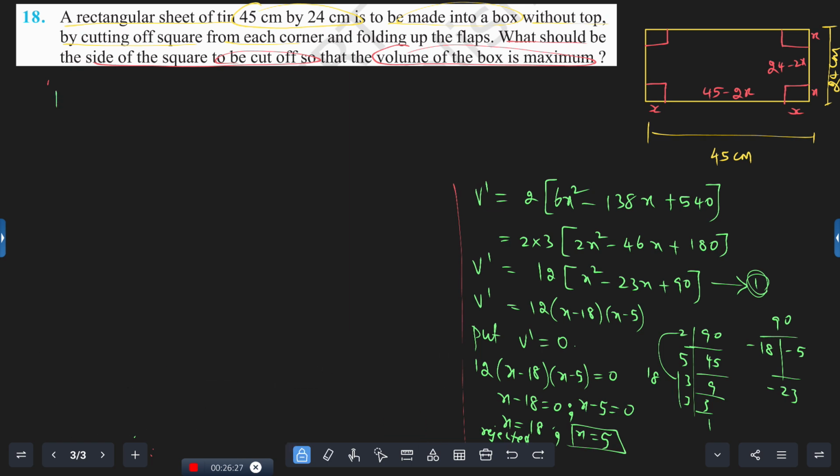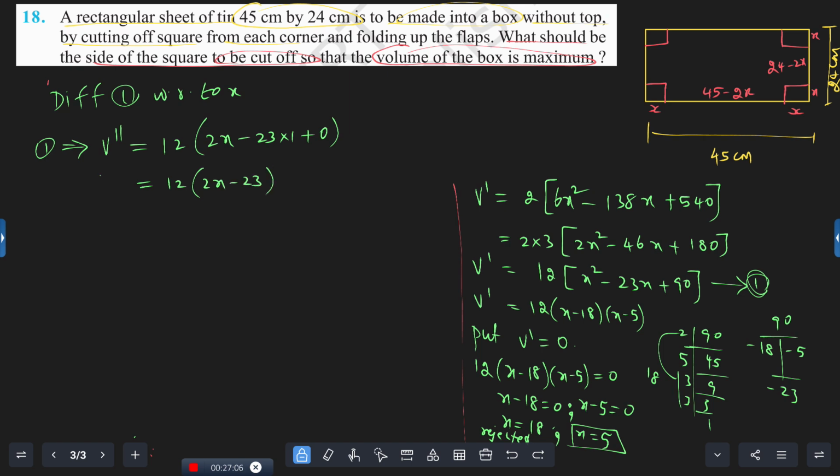Listen, differentiate equation 1 with respect to x, so that v double dash equals, outside we have 12, let it be as it is, that is a multiplied constant and nothing will happen. X square when you differentiate you will be getting 2x, minus 23x when you differentiate 23, let it be, x when you differentiate that will be 1, and 90 when you differentiate 0 because it is a constant. Now what I am getting, 12 into 2x minus 23, this is v double dash.